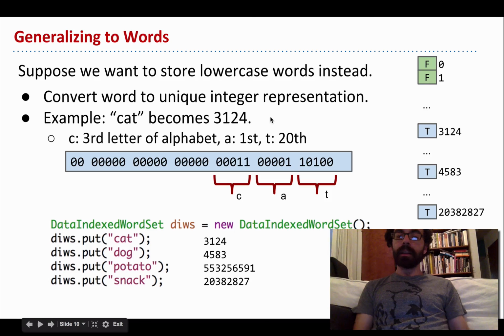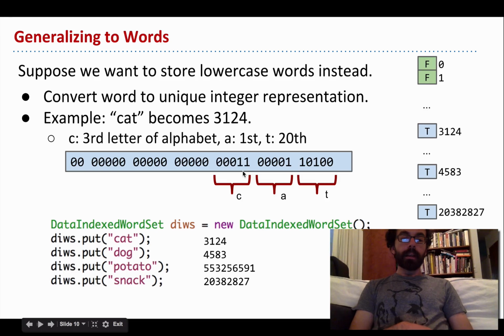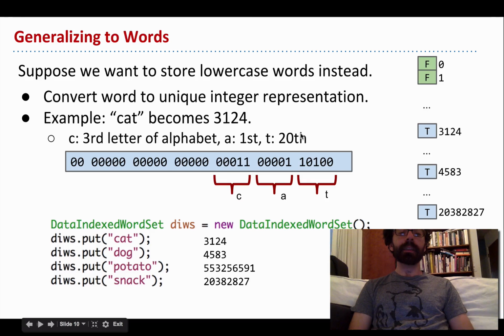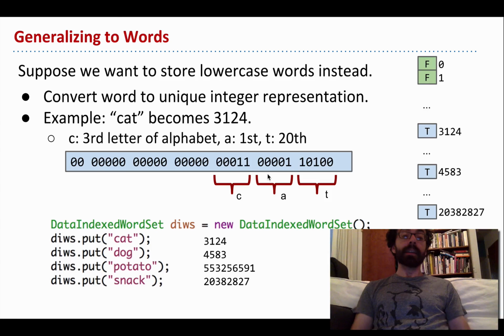Okay, so why 5 bits? Well, because the alphabet has 26 letters in it, so that's the minimum number of bits we need to capture these letters. So now what happens is when we want to put a word like, say, cat or dog or potato, we will calculate a big integer like this, in effect treating it like an up to 6-digit base 32 number. So T plus A times 32 plus C times 32 times 32, and so forth.